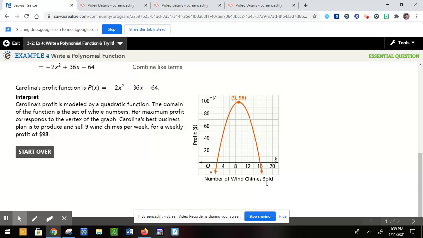Her maximum profit corresponds to the vertex of the graph. All right, so 9, 98. So Carolina's best plan is to produce and sell 9 wind chimes per week for a weekly profit of $98.